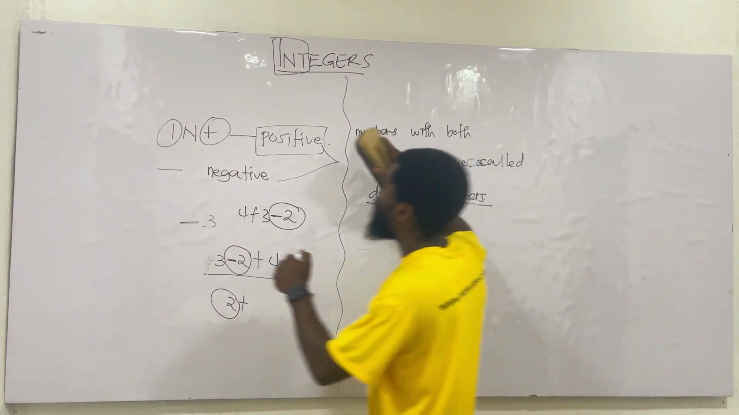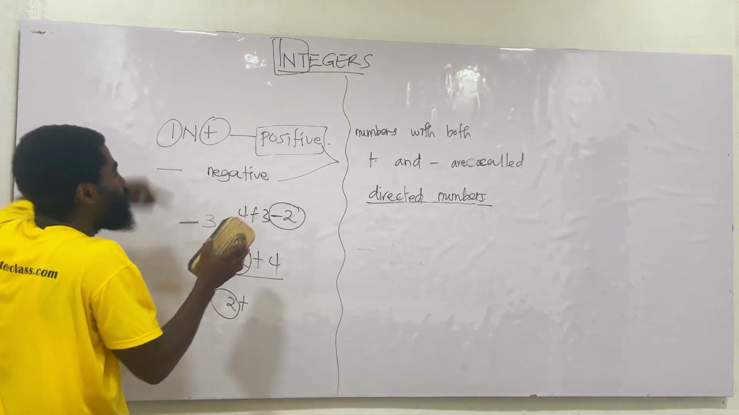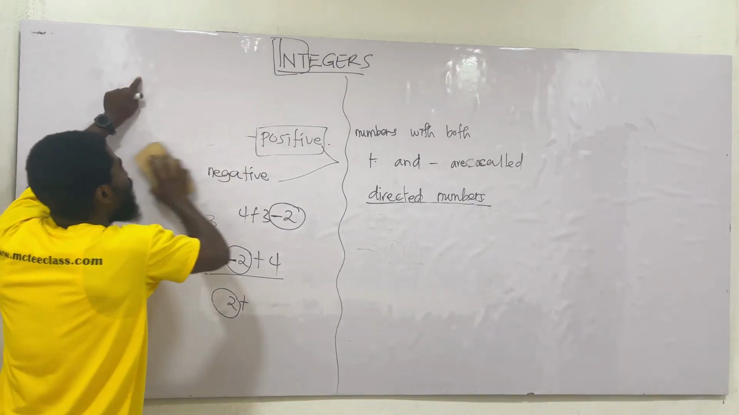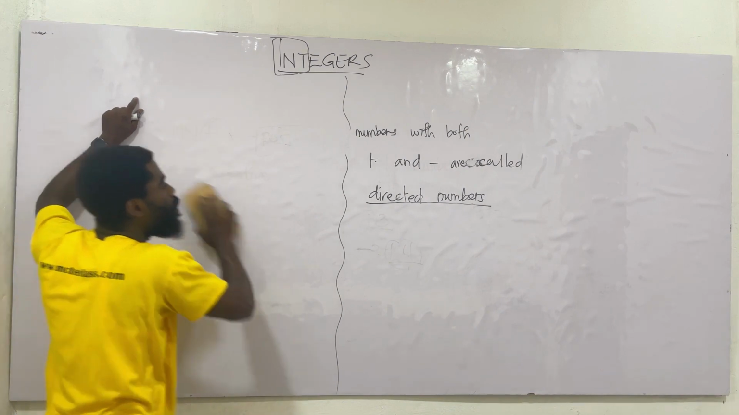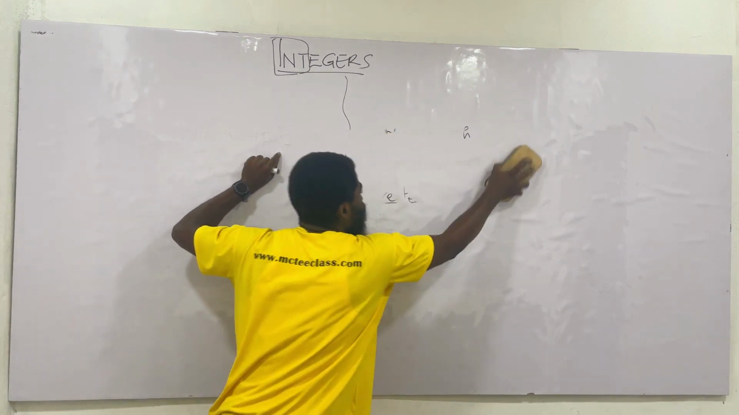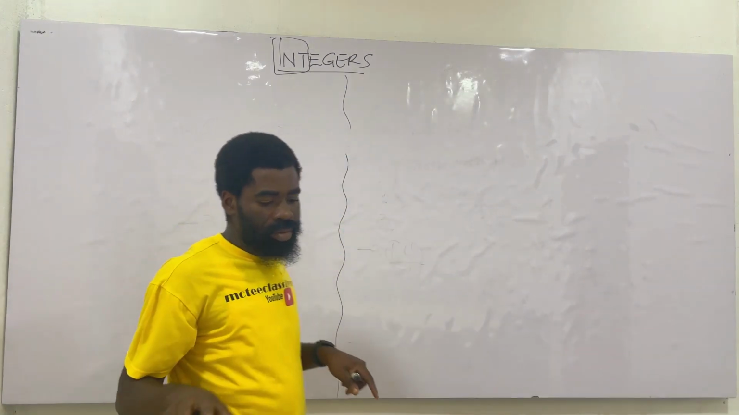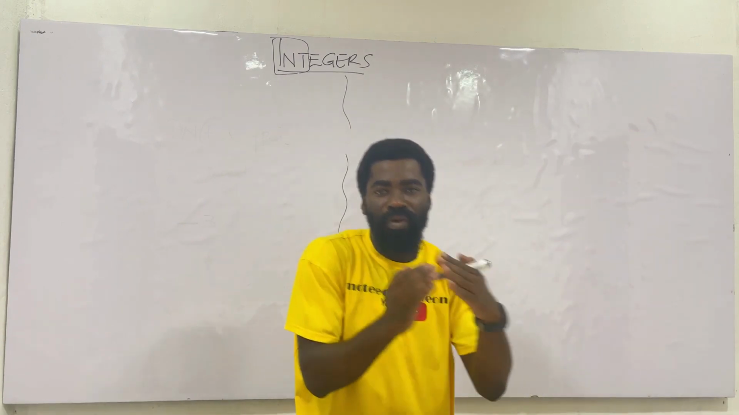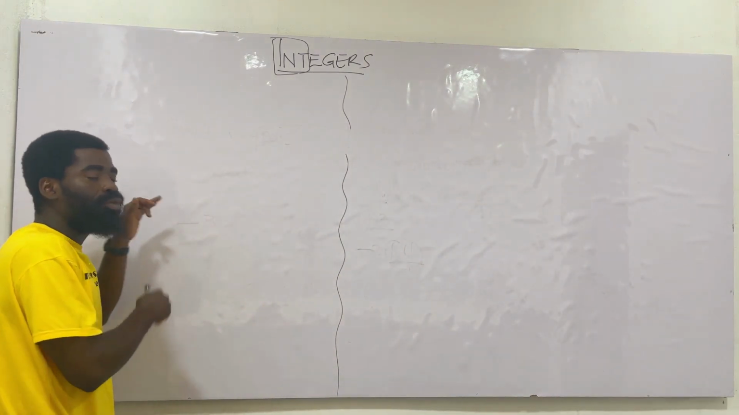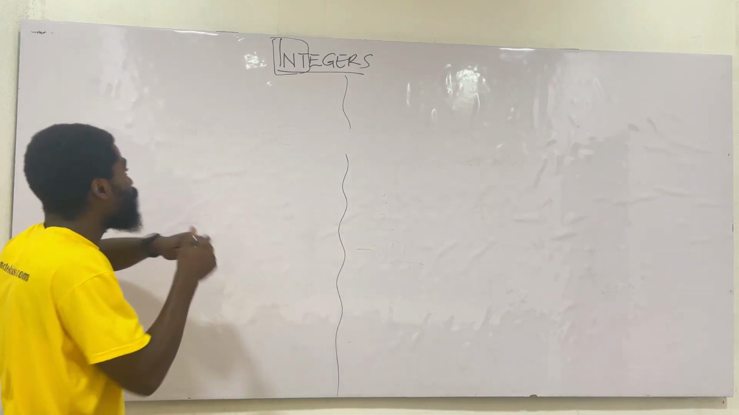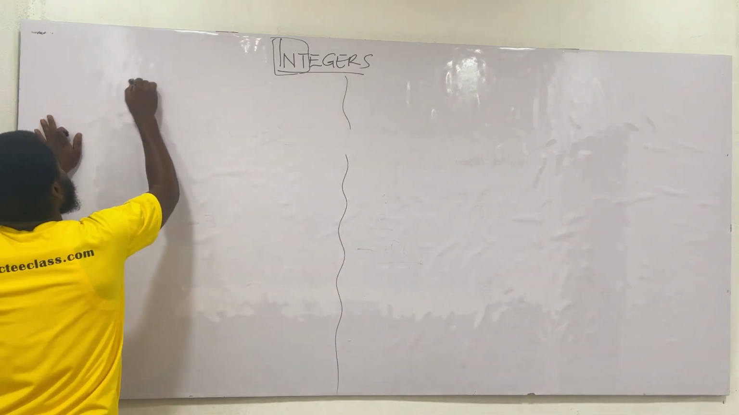Now, let's look at the next thing here. Now that we can identify positive and negative numbers, let's see how to compare. So our next thing here is to compare and order integers. We are going to compare and order them. When we say comparison, we are looking at which one is greater, which one is lesser. Good.